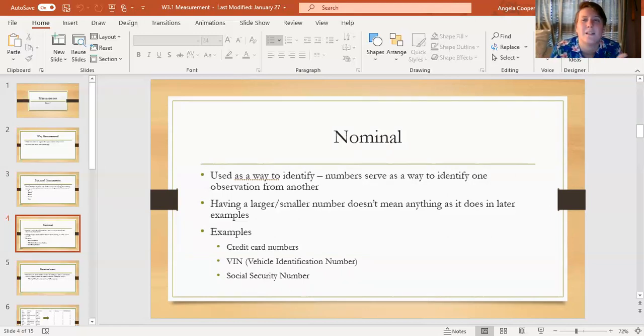If your VIN is higher or lower than someone else's, it doesn't really make a difference. It's more used as a way to identify, oh, this is your 1999 Toyota Corolla or whatever, or this is your credit card that you have with MasterCard or whatever. So these numbers are not used so much as, oh, find the average of your social security number. Like, okay, no, it's just used to identify you. You don't really need to find the averages of these numbers because they're not used in that sort of fashion.